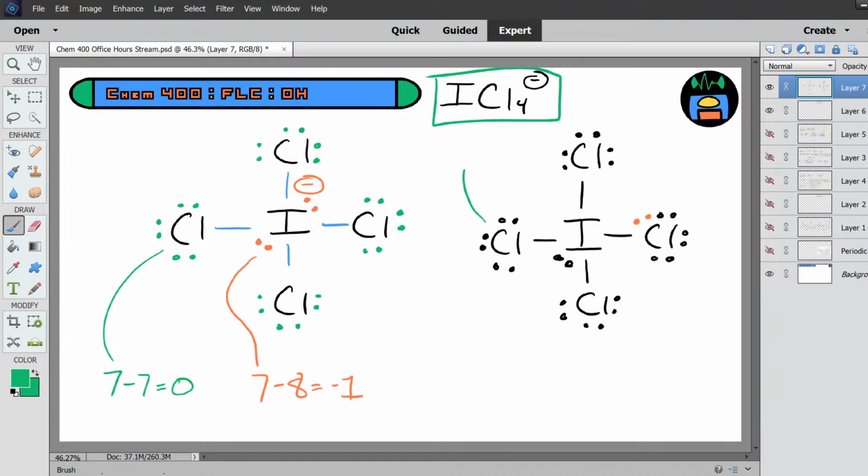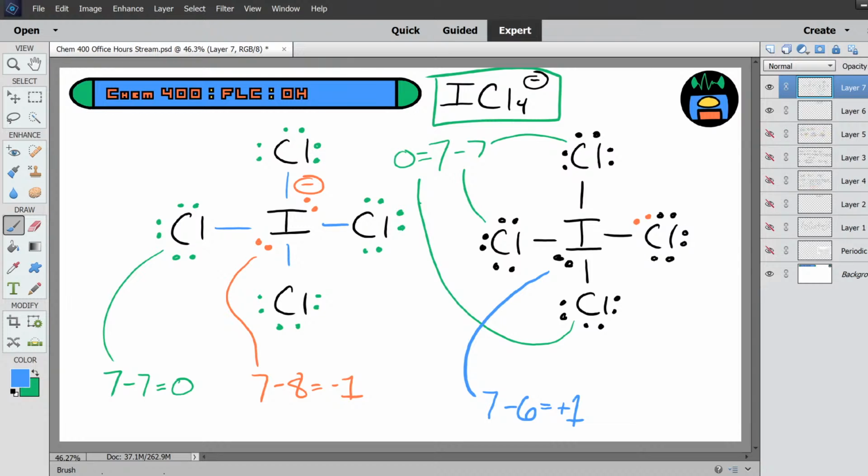Now, this chlorine, 7 electrons when it's neutral. In the structure, it has 6 electrons plus 1 for the bond. 7 minus 7 is 0. All right, and same for this one. Same for this one. All right, let's look at iodine now. Iodine has 7 electrons when it's neutral. In the structure, it has 2 electrons plus 1 per bond, 4 bonds. So 7 minus 6 is a positive 1. So this iodine has a charge of positive 1.